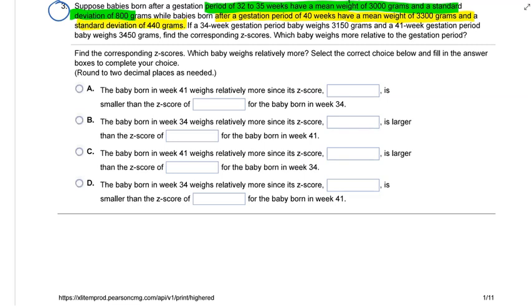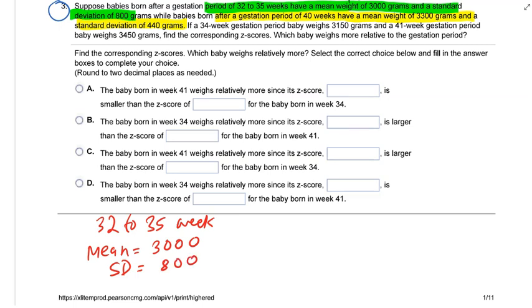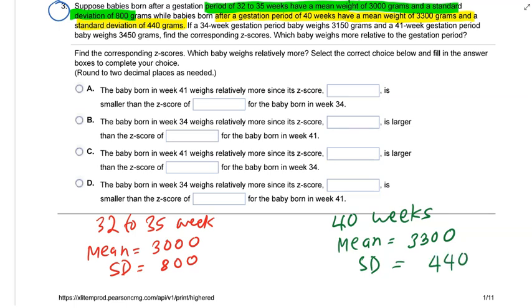Well, let me summarize this here. You have the 32 to 35 weeks gestation period babies, which have a mean of 3000 gram. Standard deviation, I write SD equals 800 gram. I didn't write the gram here. And the other part here, for 40 weeks gestation, the mean is 3300 gram. The standard deviation is going to be 440 gram. You see here. Okay, and look at the last sentence.